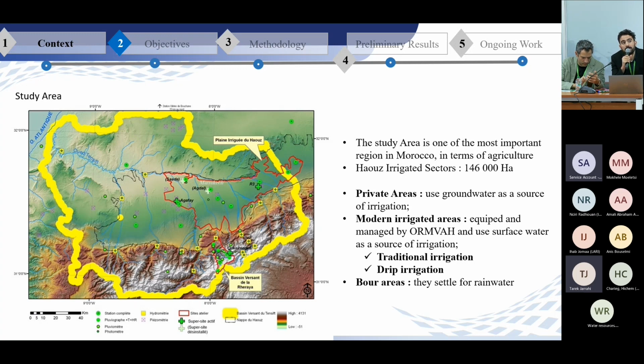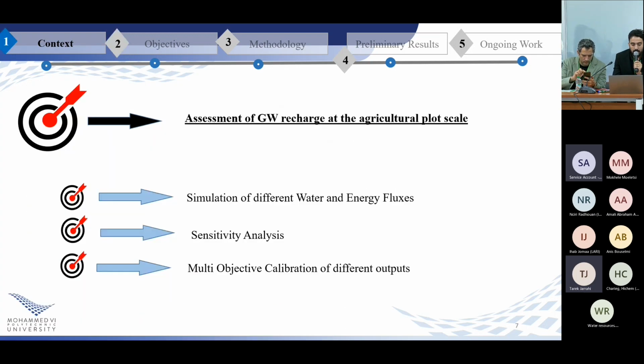Some characteristics of the study site: it is a flat plain with a high evapotranspiration rate that reaches 1600 millimeters per year. We've got different types of irrigation methods, drip irrigation and flood irrigation. We've got multiple crop types and different areas: private areas, modern areas, traditional areas.